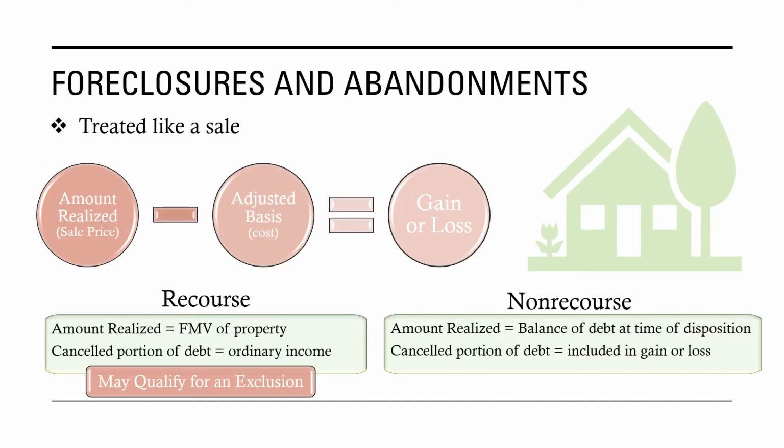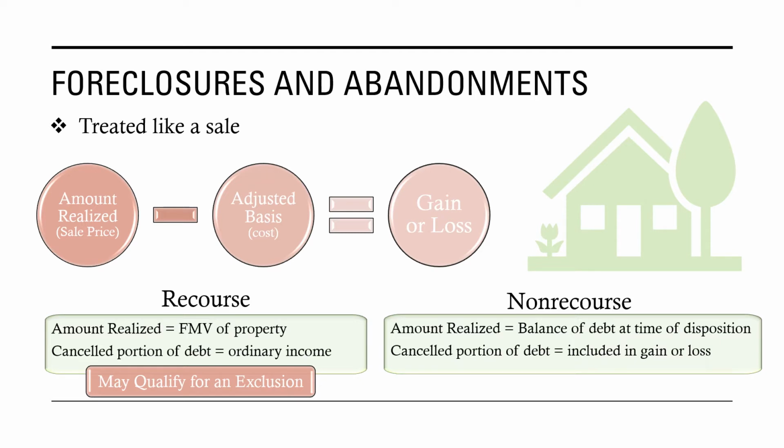So let's start with foreclosures and abandonments. And again, we're pairing these together because we're going to treat them similarly for tax purposes. These both get treated like a sale. And we're going to discuss a little bit more about this in our next lesson for capital gains and losses. So this is just a really brief introduction to the idea.